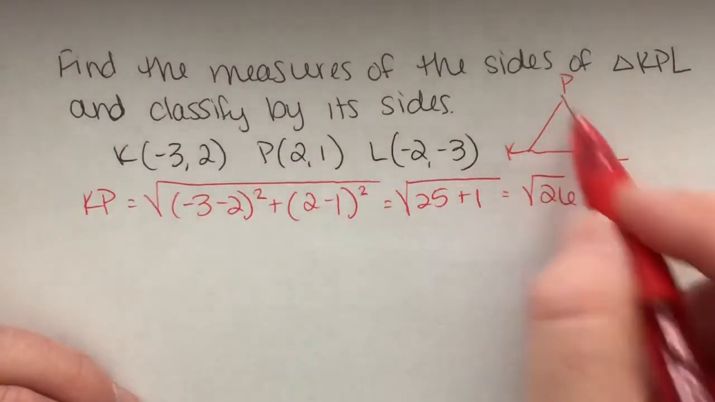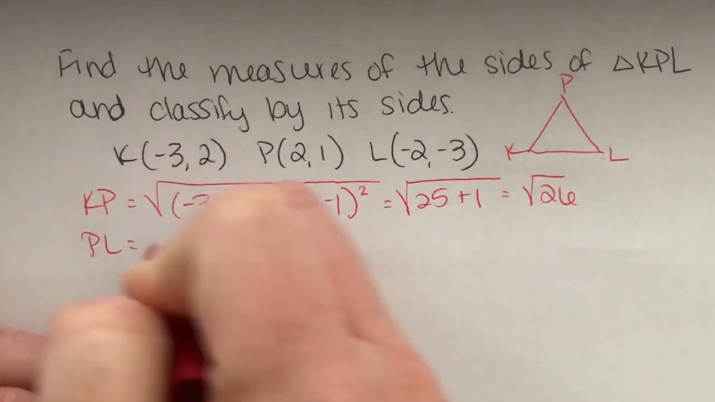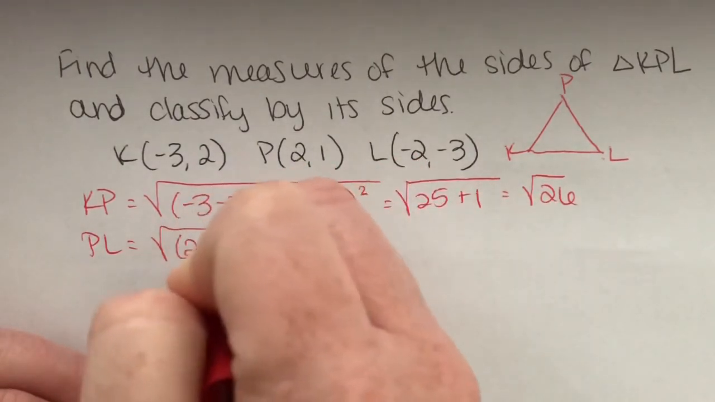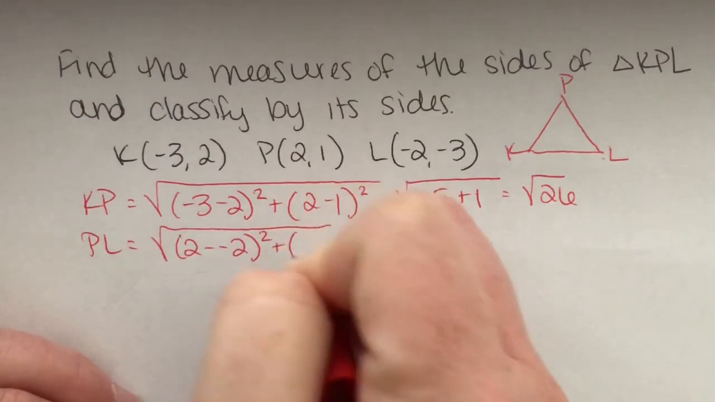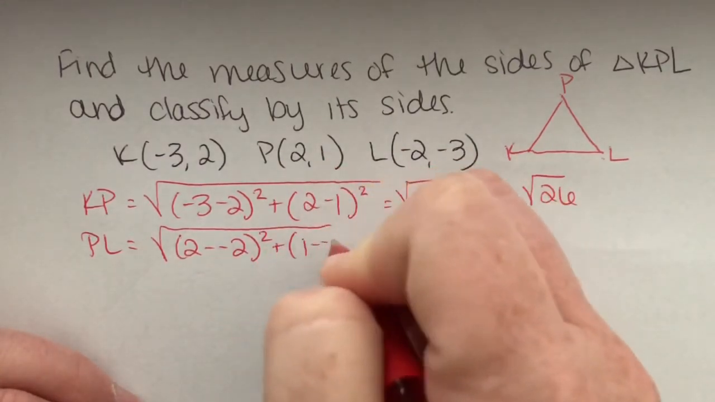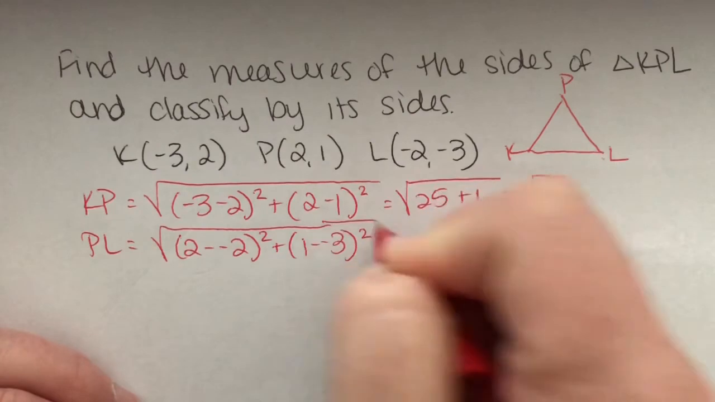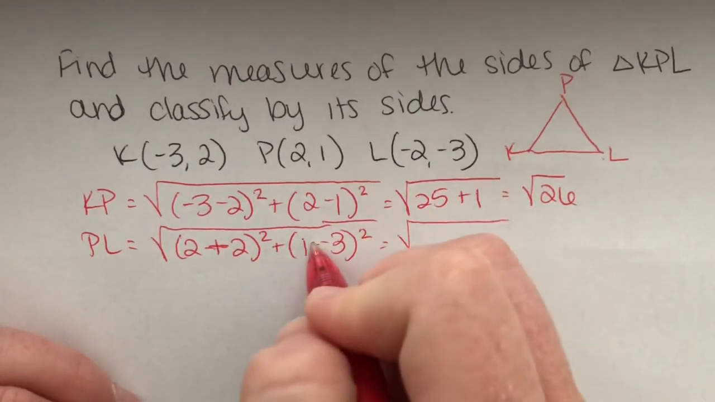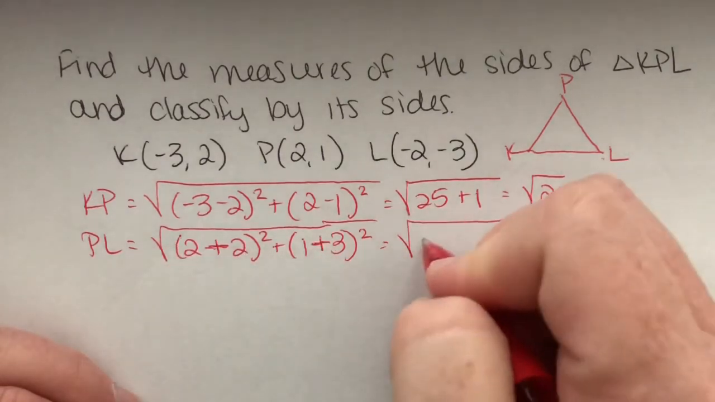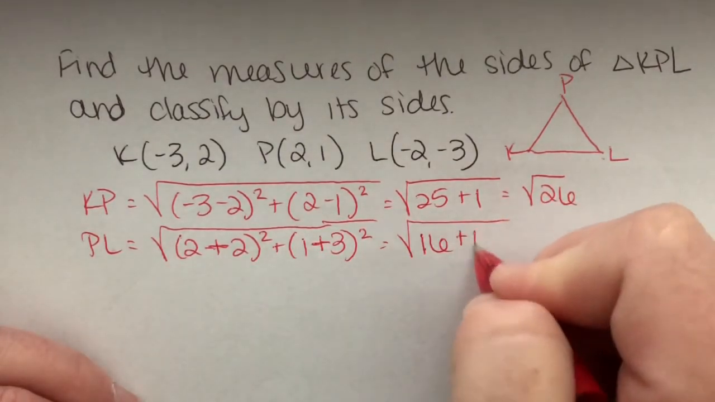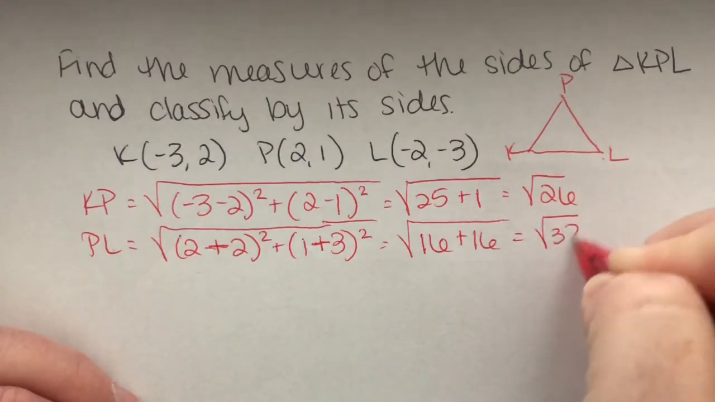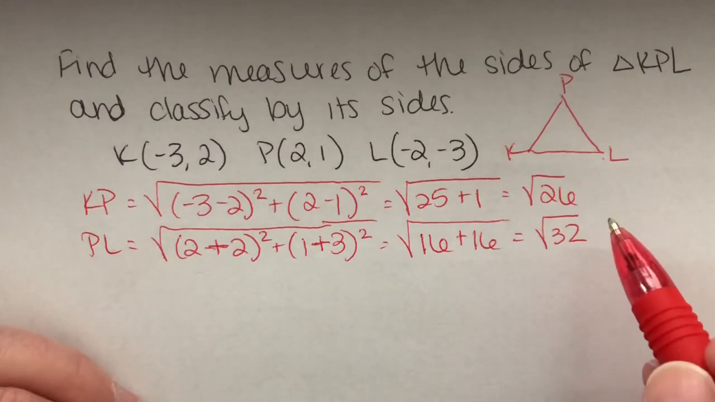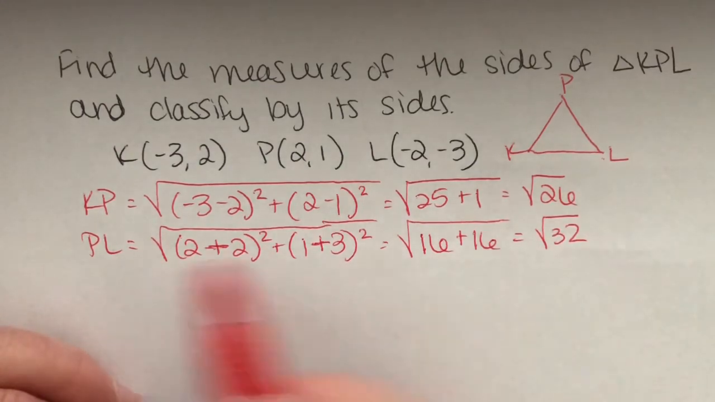Then I have side PL. So from P to L, 2 minus negative 2 squared plus 1 minus negative 3 squared. 2 minus negative 2 is 2 plus 2. 1 minus negative 3 is 1 plus 3. 4 squared is 16. 4 squared is 16. So this is square root of 32. Okay, so I know it's not equilateral. So now it's either going to be isosceles or scalene, depending on what this third side is.